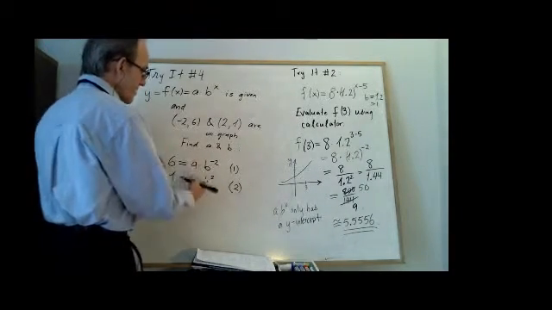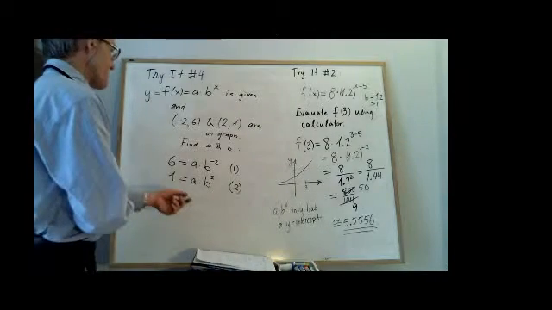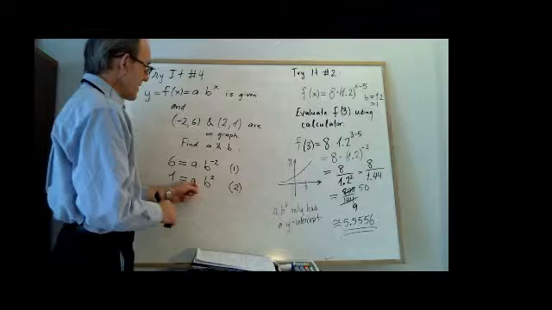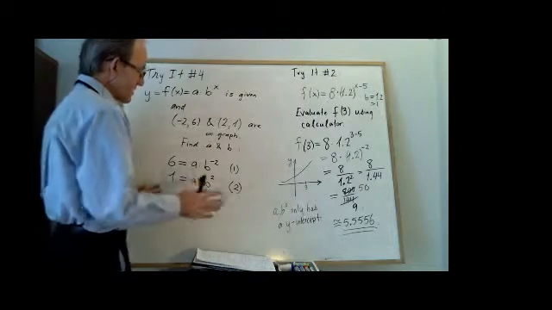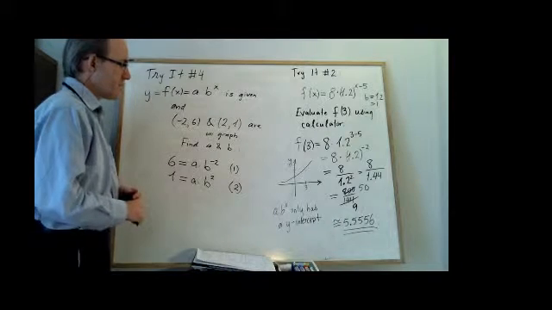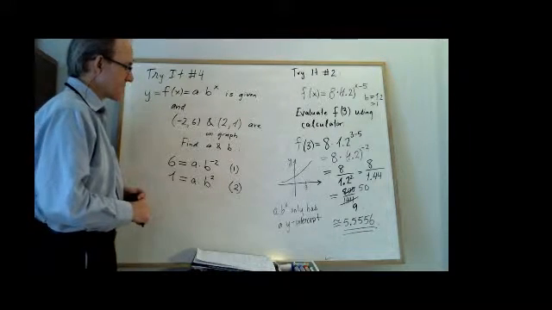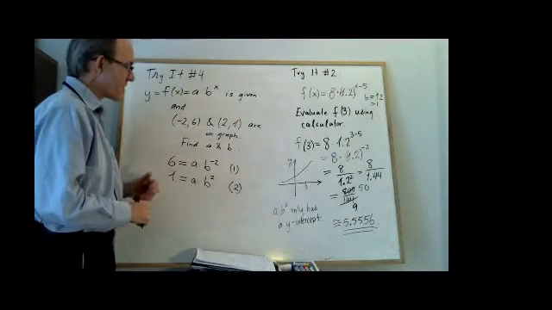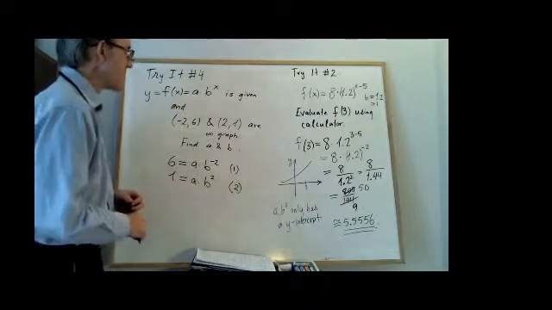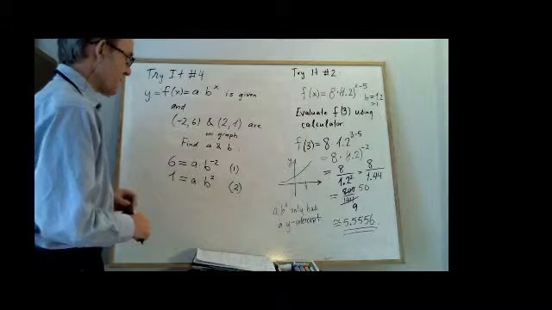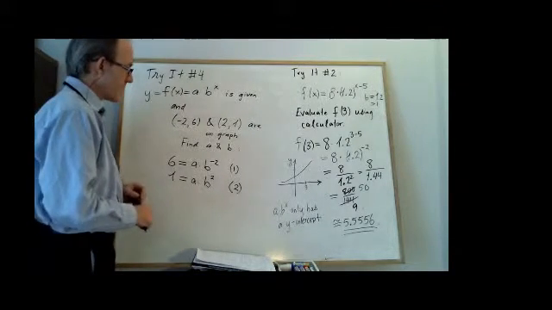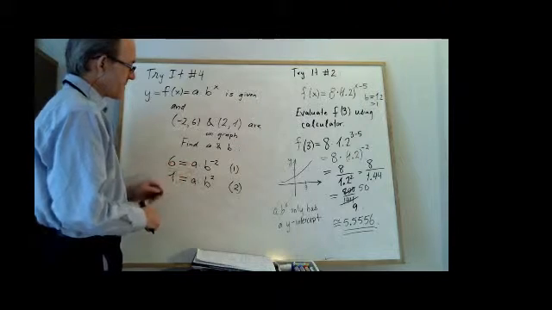Now I want to solve for both a and b. Okay, so one way I can see, so these are not linear equations. You might have had experience solving systems of linear equations, 2 equations and 2 unknowns, for example. But these are not linear equations. But there's still simple ways of solving these equations.